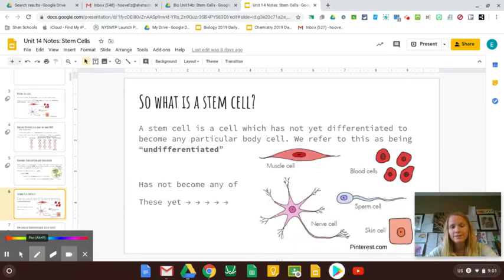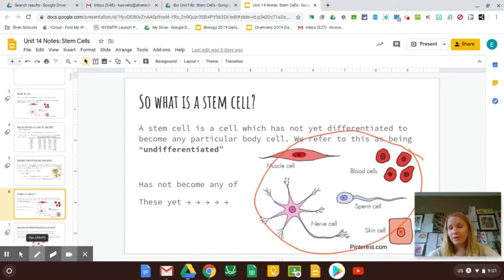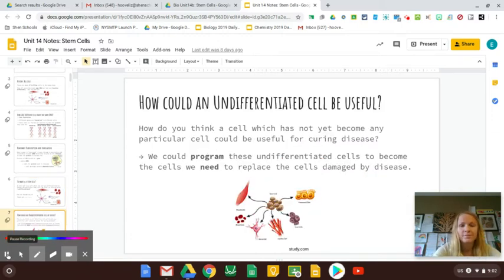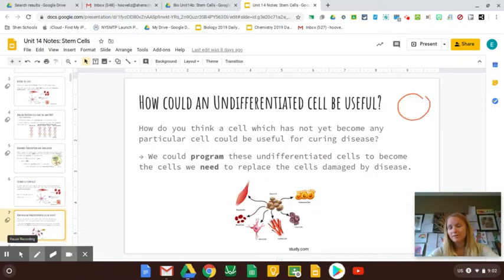A stem cell is a cell that has not yet done that. It hasn't used different genes in the DNA to become and look like one of these things. It's what we call undifferentiated. It's basically like a blank cell that has not become anything yet. So a stem cell is like this cell. I think it's called a stem cell because it could stem into any type of cell.